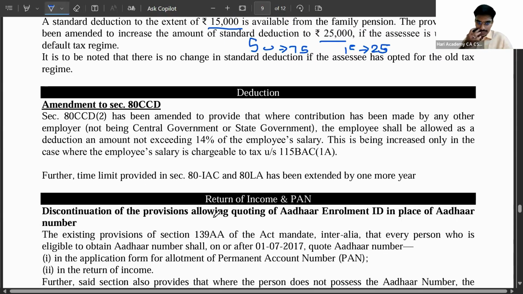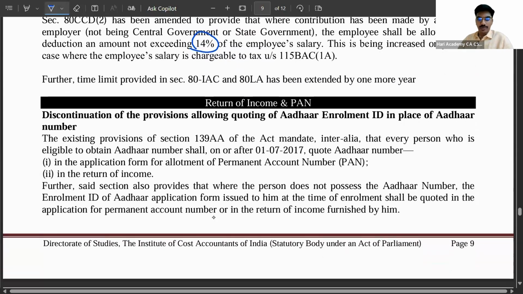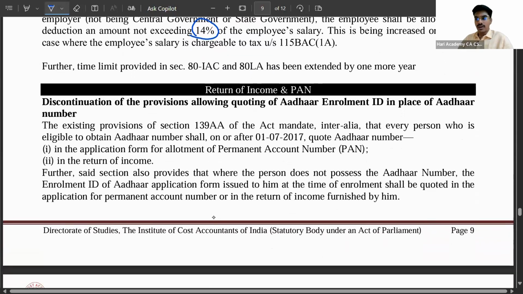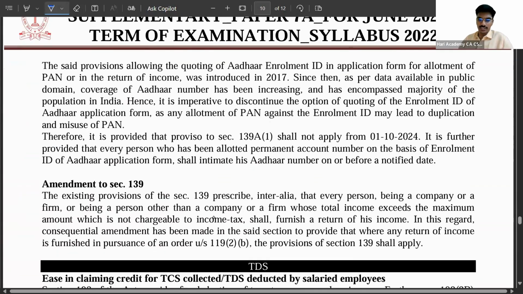Next is this 80 CCD. So here, if you see the employer's contribution in PGBP, they changed it from 10 to 14, right? Here also it has been changed from 10 to 14. Deduction under 80 CCD has been amended to state that up to 14% it is not taxable. Now again, all these other things are very consequential amendments. What they said is you cannot put the Aadhaar enrollment number for application of fund. You should only put the Aadhaar number. That is this change.